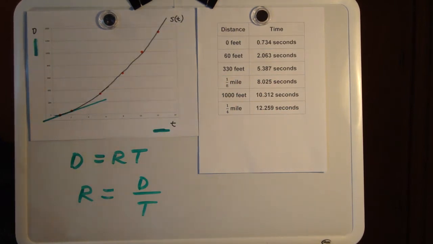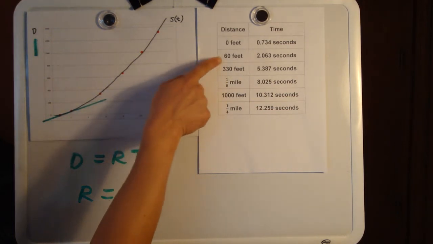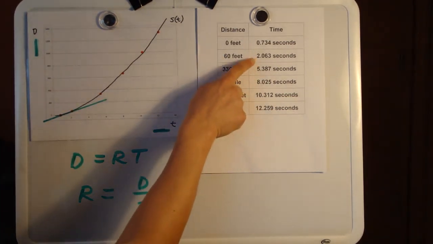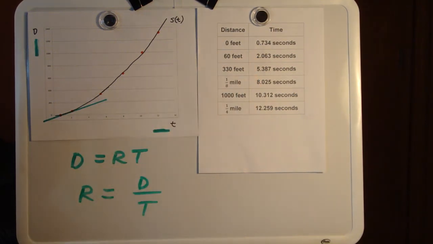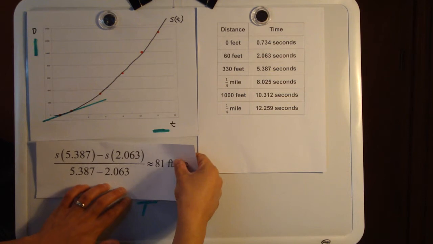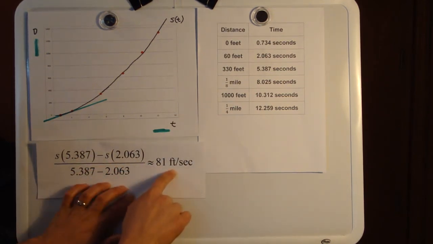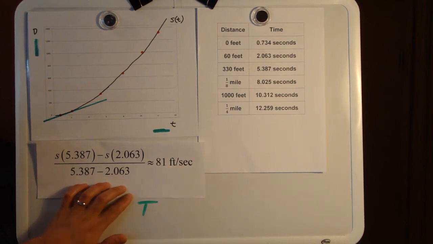Okay, so if you want to keep going, what we can do is to look at different data. You might want to now look between 60 and 330 feet, and that would be from about 2 seconds to about 5.5 or so, right? And then you would recalculate. So you'll notice if we now use that data, the formula looks exactly the same, but the result is quite a bit different because the driver is speeding up. So now the average velocity here is 81 feet per second.